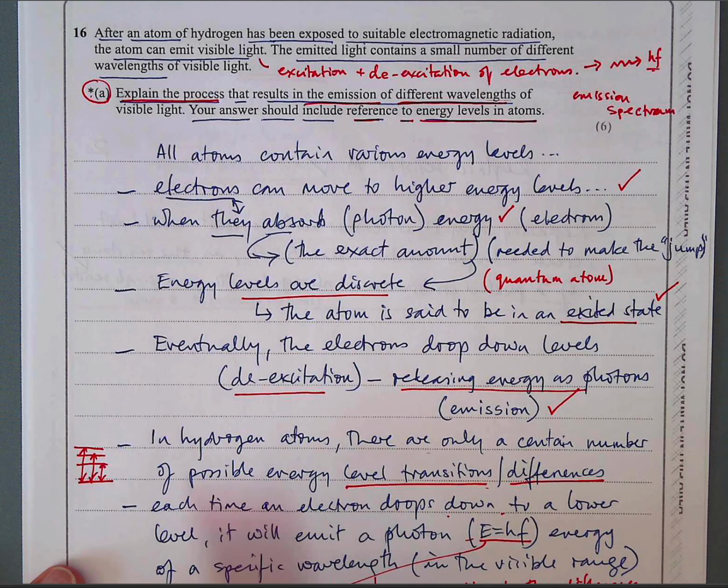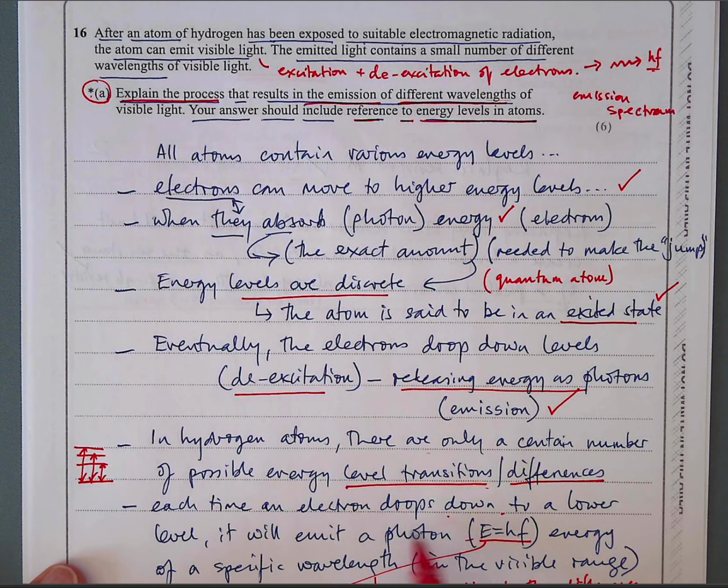Okay. In hydrogen atoms, there are only a certain number of possible energy level transitions, I call it, and therefore that's due to the energy differences that you could have. So you can go from the 3rd level to the 1st, from the 2nd level to the 1st, and so on, and from the 4th level to the 1st. Or you can go from 4th to 3rd, 4th to 2nd, 3rd to 2nd, and so on. You get the idea.